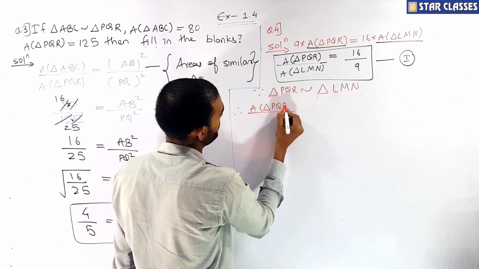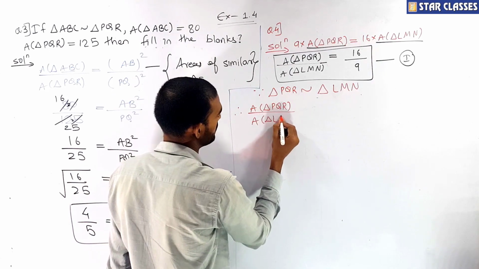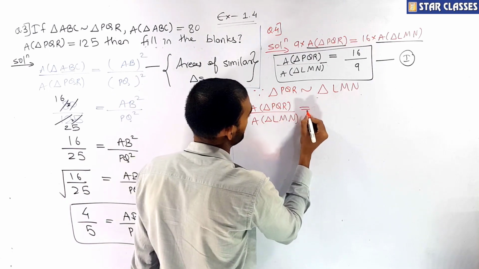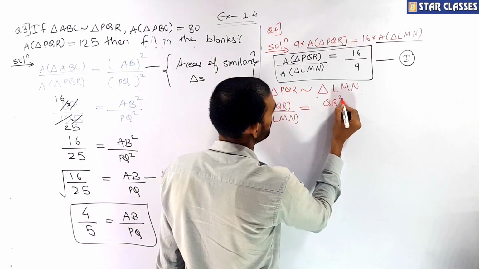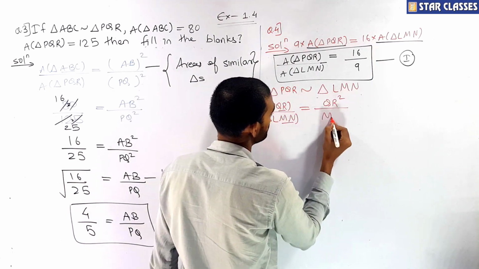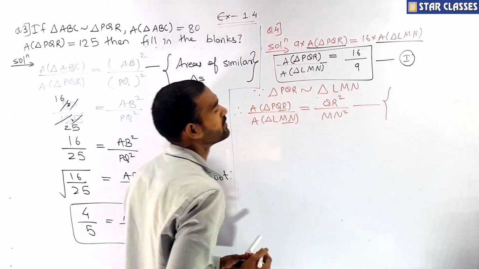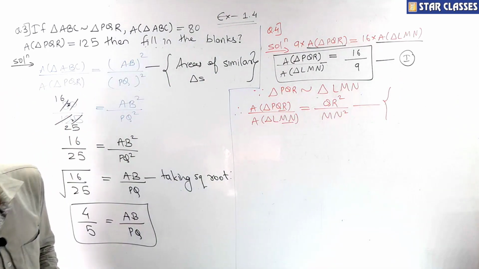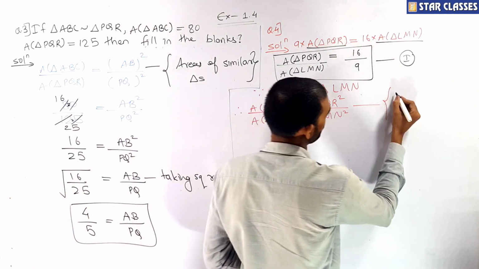Area of triangle PQR upon area of triangle LMN is equal to, what do we know? QR square upon MN square. And which property are we following here? The property is areas of similar triangles. So we are using the property of areas of similar triangles.